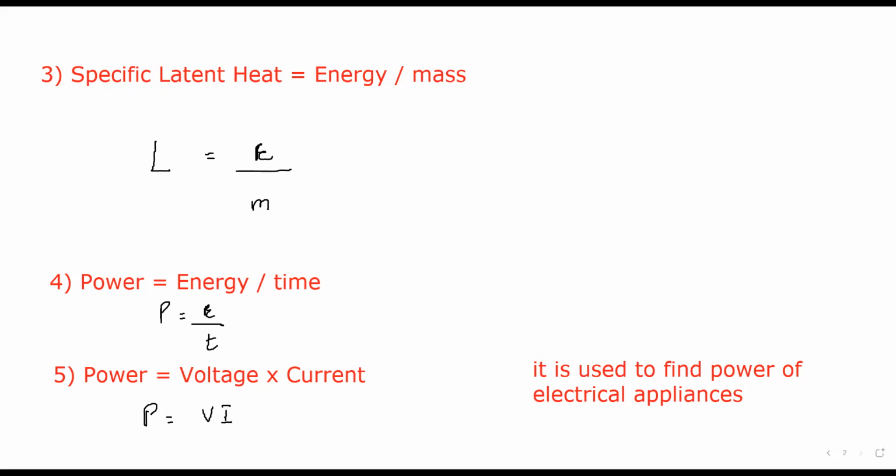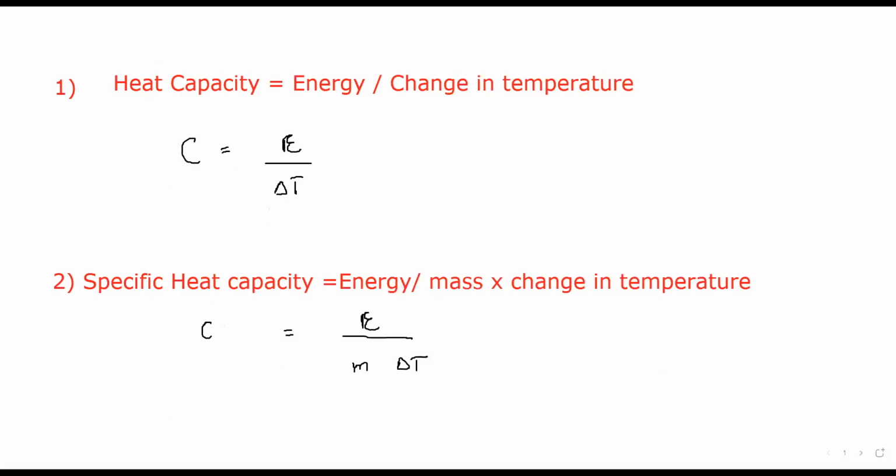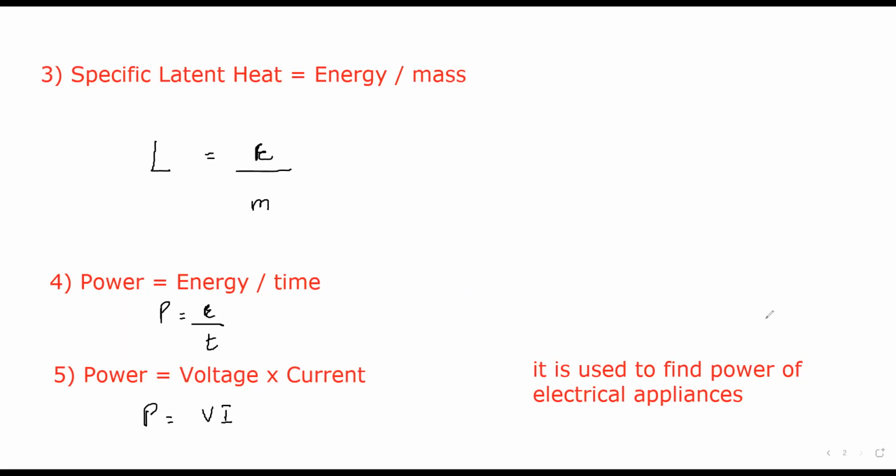These are the formulas which you have to learn. The first is the heat capacity, the second is specific heat capacity, and the third is latent heat when there is a change in state. The power can be energy divided by time, and most of the time, because we are using electrical heaters to supply the heat energy, it is a product of voltage and current.